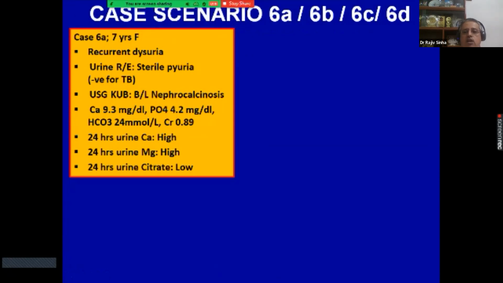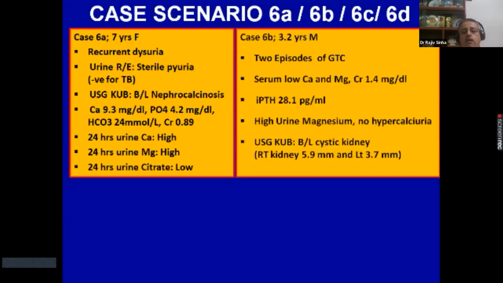Next, we have got a four case snippet. First one, a child presenting with recurrent dysuria, sterile pyuria, negative for TB, ultrasound done for nephrocalcinosis. Calcium was normal, phosphate was normal, bicarbonate was normal, creatinine slightly high. A 24-hour urine calcium was high, 24-hour urine magnesium was high, and 24-hour urine citrate was low.